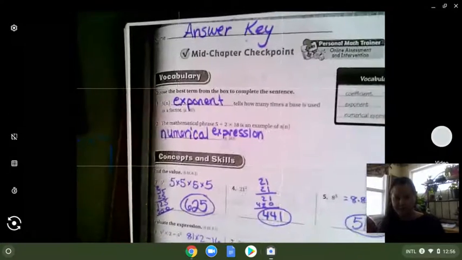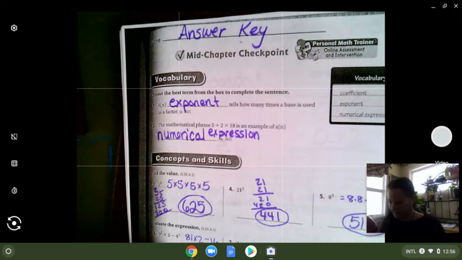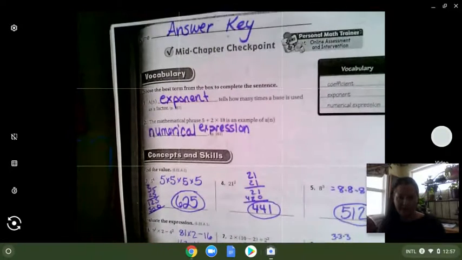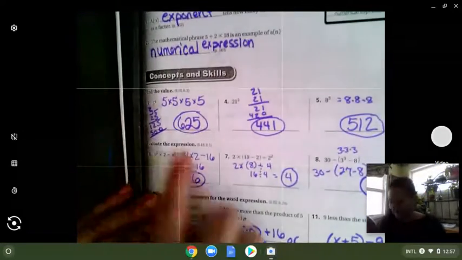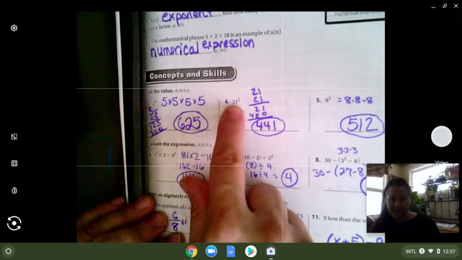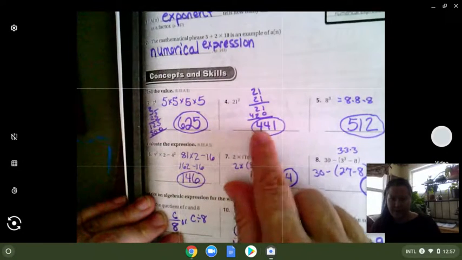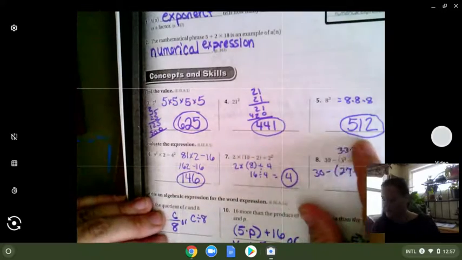Okay, number 1 should be exponent. 2, numerical expression, meaning that it just has numbers in it. It doesn't have any variables. All right. 5 to the 4th, 625. 21 to the 2nd power, 441. 8 to the 3rd power, 512.